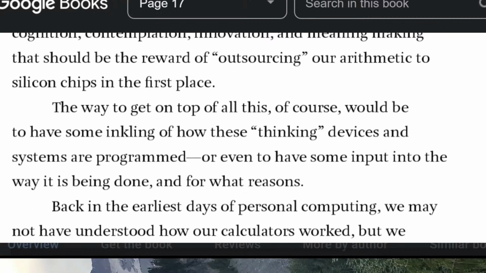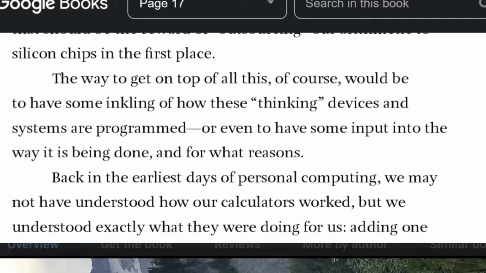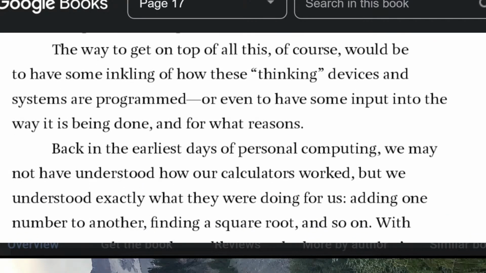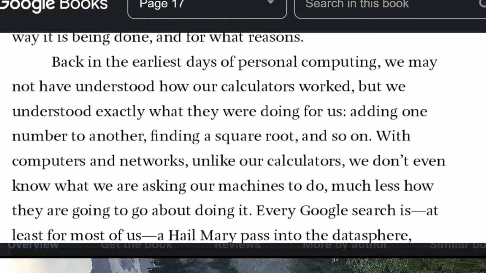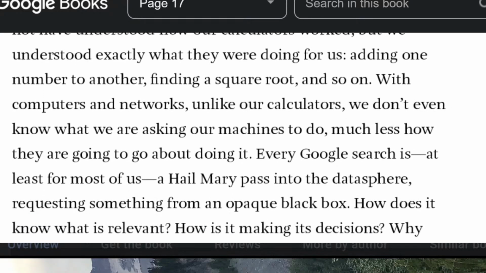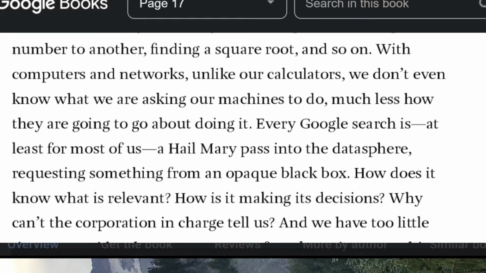The way to get on top of all this, of course, would be to have some inkling of how these thinking devices and systems are programmed, or even to have some input into the way it's being done, and for what reasons. Back in the earliest days of personal computing, we may not have understood how our calculators worked, but we understood exactly what they were doing for us, adding one number to another, finding a square root, and so on. With computers and networks, unlike our calculators, we don't even know what we're asking our machines to do, much less how they're going to go about doing it.